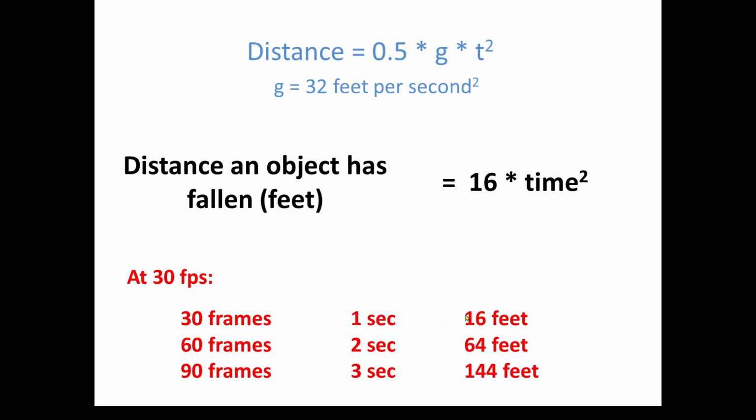So after 1 second, it's fallen 16 feet. After 2 seconds, it's fallen 64 feet. What do you notice here? Well, it falls 16 feet in the first second, but in the next second, it falls a lot more. It's now down at 64 feet, which means it is speeding up. It is accelerating. It's like putting your foot on the gas pedal. It's going faster. After 3 seconds or 90 frames, 3 times 3 is 9, times 16 is 144 feet. It's accelerating even more. So you can see when you drop it, it starts out going very slowly, but as time goes on, it accelerates towards the ground. So it's going faster and faster.